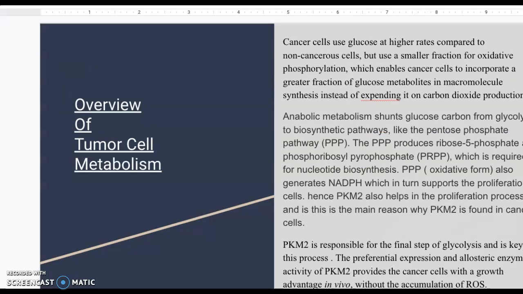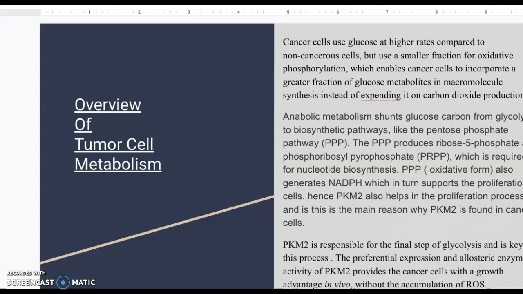So a bit of an overview of tumor cell metabolism. This is in reference to the article specifically on tumor cell metabolism. So the cancer cells use glucose at higher rates compared to non-cancerous cells. A smaller fraction for oxidative phosphorylation does enable cancer cells to incorporate a greater fraction of glucose metabolites in macromolecule synthesis instead of expending it on CO2 production.